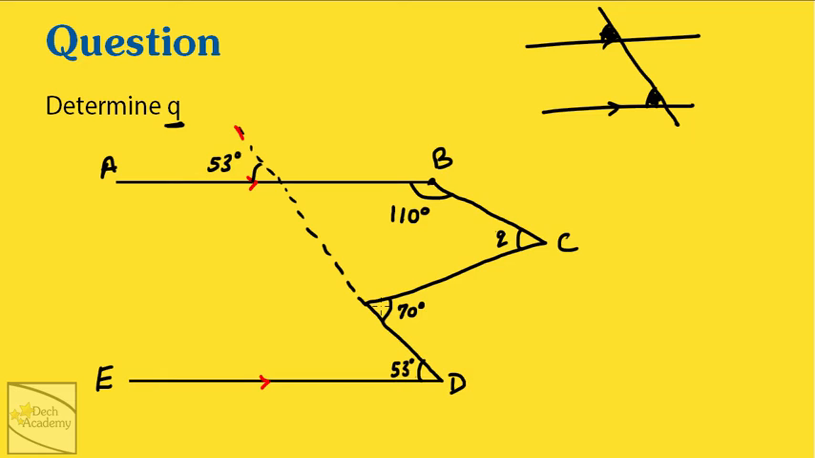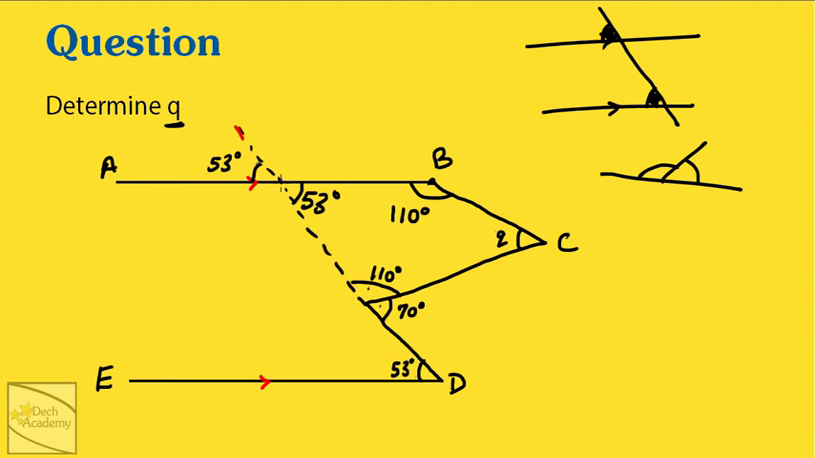So given that this is 70 degrees and these two angles are angles on a straight line, this angle and this angle must add up to 180 degrees, and that's what we have here. So this angle must be 110 degrees. That's just one thing. This angle is 53 degrees. Vertically opposite angles means this angle is 53 degrees.